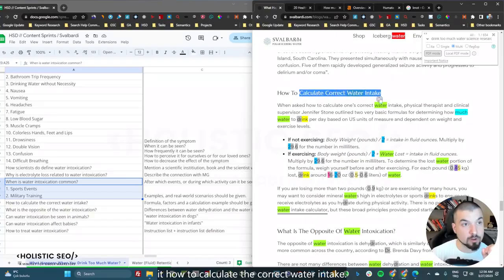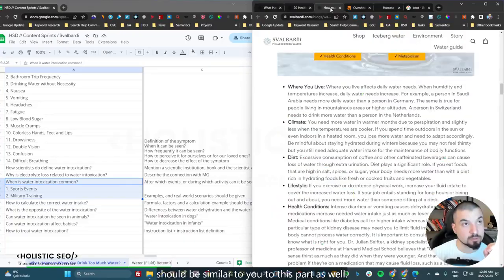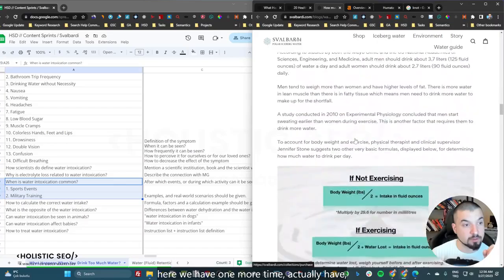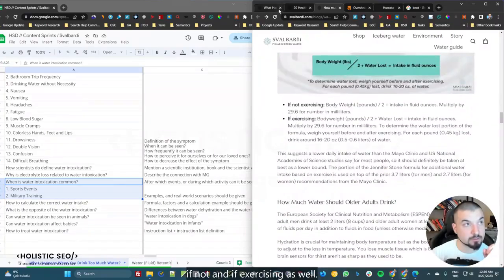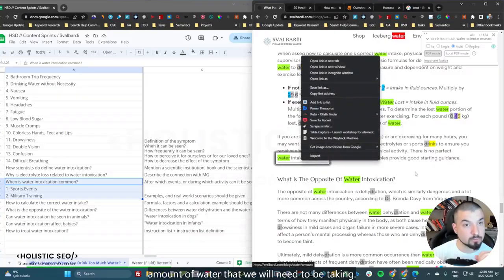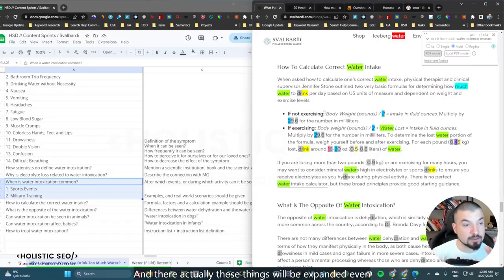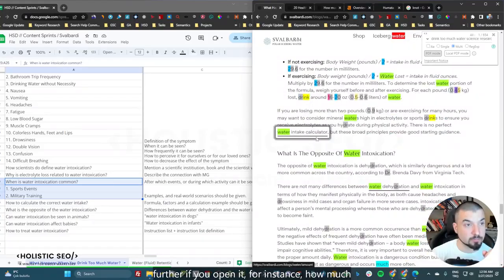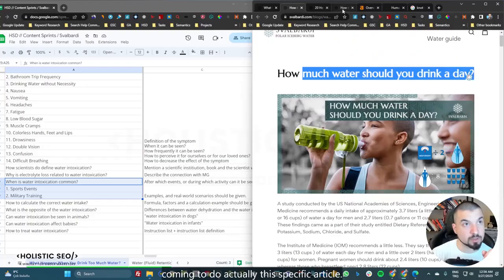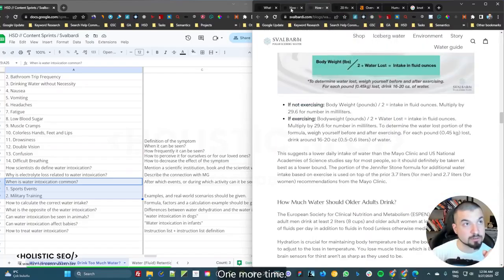How to calculate the correct water intake. One more time, we have if not exercising and if exercising, and it should be similar to this part as well. And here we have the lifestyle exercise, and here we one more time have if not and if exercising as well. And here we have a page for a water intake calculator, which goes to the amount of water that we will need to be taking. And there, these things will be expanded even further. If you open it, for instance, how much water should you drink a day, it will come to this specific article one more time.